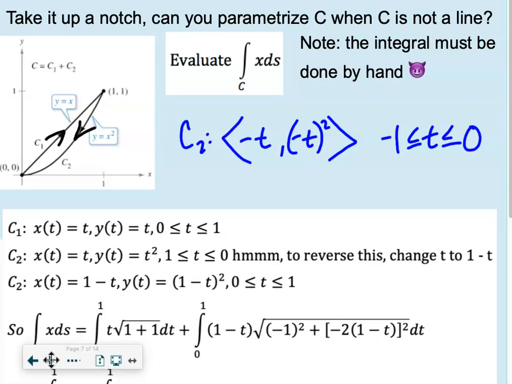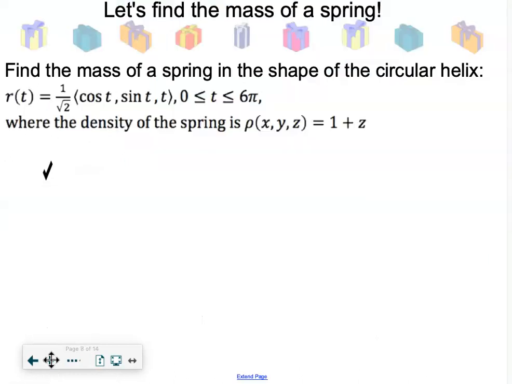Then we did some more practice and had some more fun, again, writing the curves in parametric form. Yay, parametric form, right? Okay. So we did not do this one. So let's go ahead and do this just to make sure we are comfortable with line integrals.